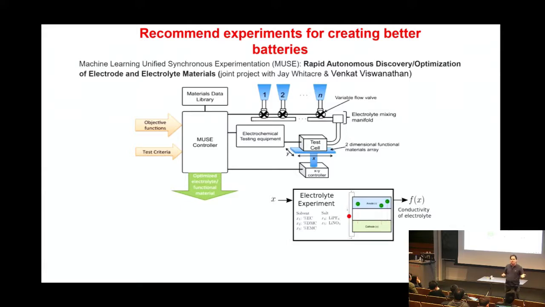Each mixture can be thought of as an experiment. And when we are done with the experiment, we measure the properties of this chemical mixture. And based on those results, we need to recommend new experiments. That is, what should be the new electrolytes to try and how much to mix them. Okay?